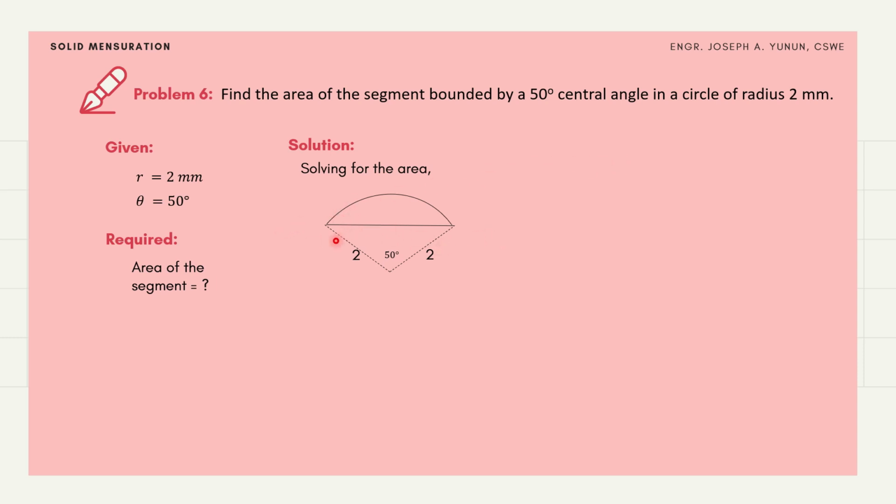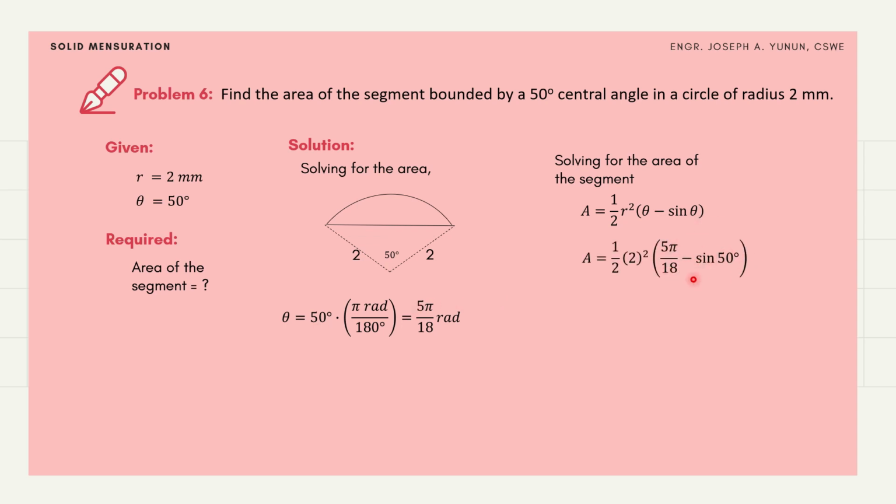So for that we need to convert 50 degrees to radians, so that we can use that. So 50 degrees times pi rad all over 180. Simplifying that gives us 5 pi all over 18 rad. Then using the formula, 1/2 r squared, then theta, which is 5 pi all over 18, minus sine 50 degrees. Okay, so this one. Simplifying that using your calculator, you get an answer of 0.213 square millimeters.